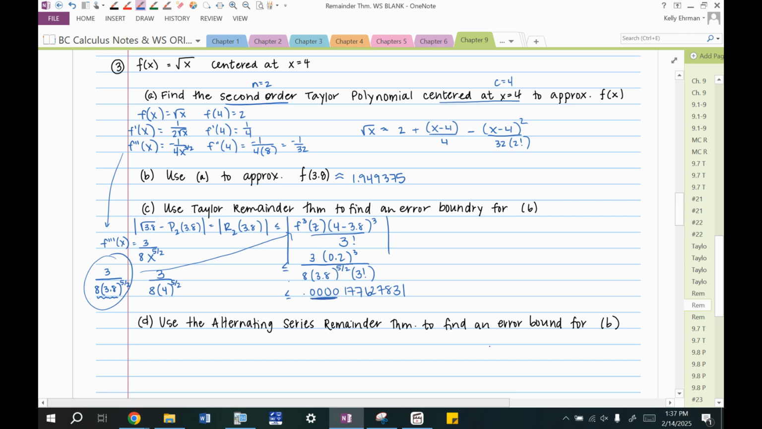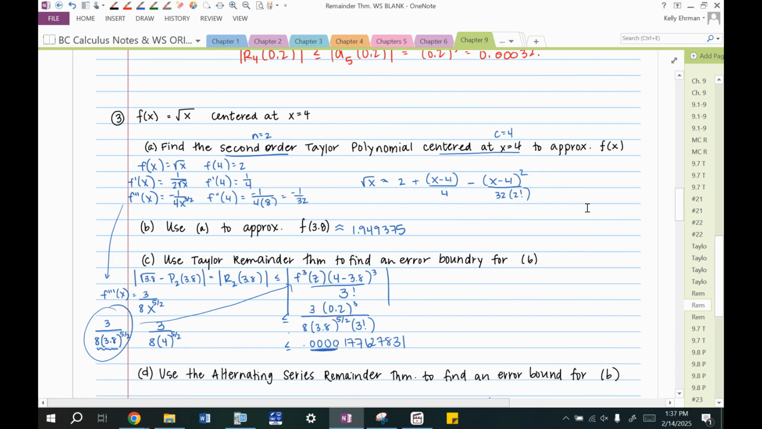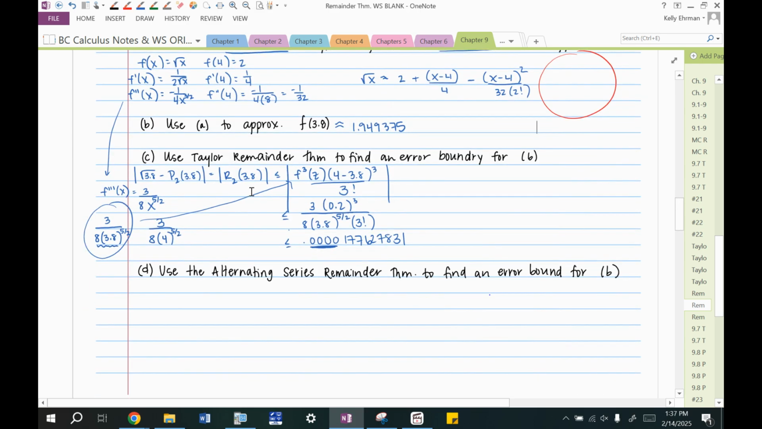Okay. Use the alternating series remainder to find an error bound. So the alternating series remainder just says, what is this missing term? What would you have plugged in next? So what would have come next? Well, we found our formula for f triple prime of x. It was 3 over 8 times x to the 5 halves. And remember, in the next term, you're evaluating that at 4. You're not going 3.8 versus 4 or whatever. So what would that be? That would be 3 over 8 times 2 to the 5th, 32.